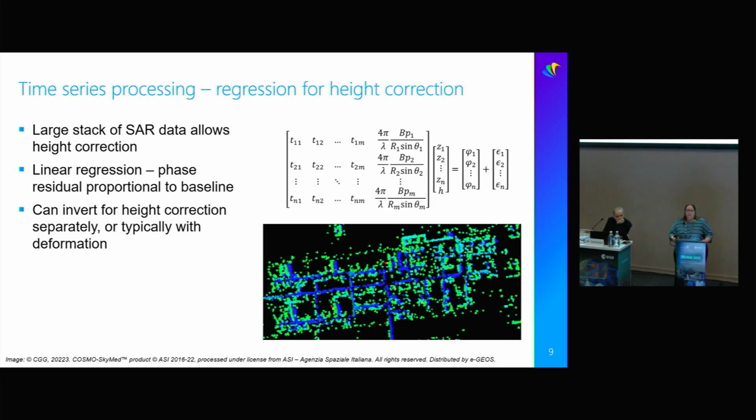But why can't we just do a height regression? So these days, most stack processing algorithms allow you to do a regression for your height. Across your stack, you can then correct your topography. It works really nicely when it works.